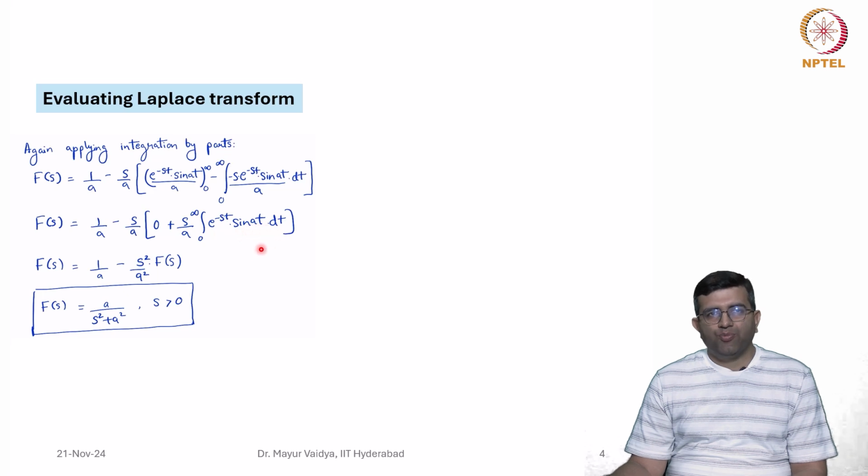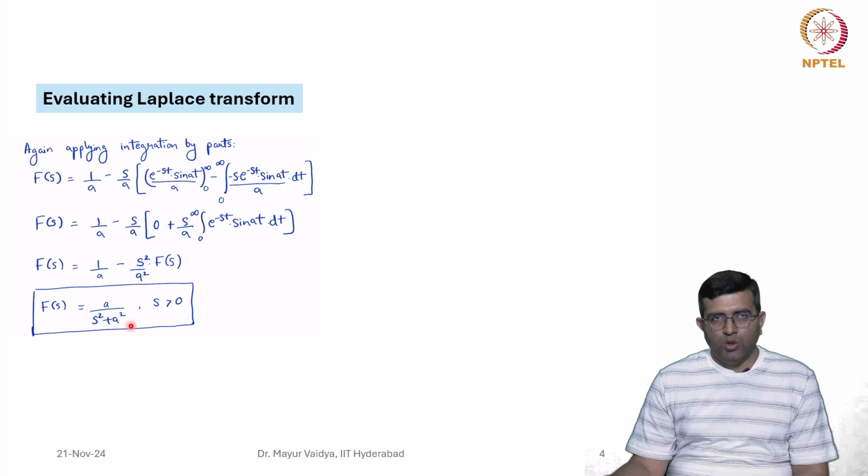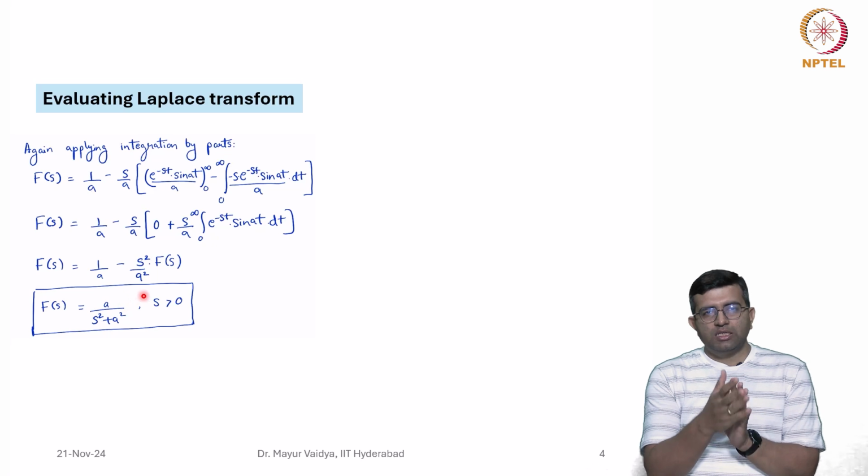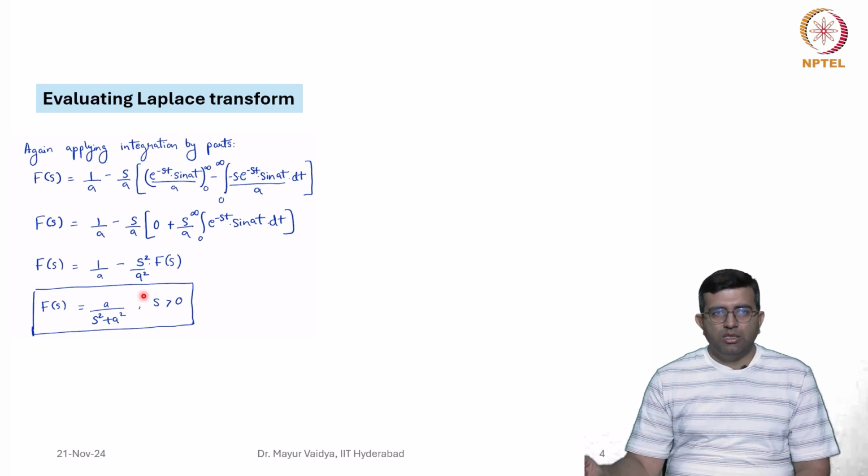at dt. And now what is this? If you see, this is our original integral, which is f of s. So f of s can now be written as 1 minus a, this s by a comes here, so s square by a square into f of s. This was the original f of s. So if you take it this side and bring the denominator here, then you will get f of s is equal to a by s square plus a square. So basically the Laplace transform of sin at is nothing but a by s square plus a square.